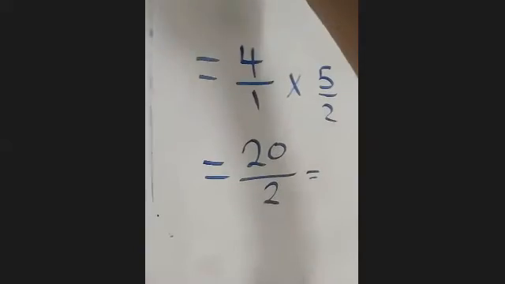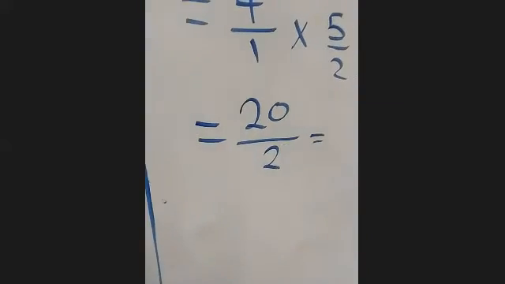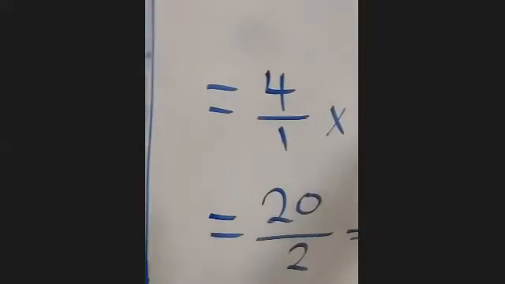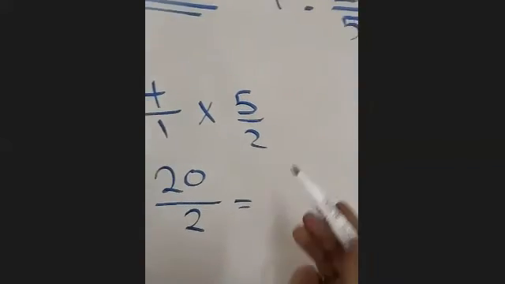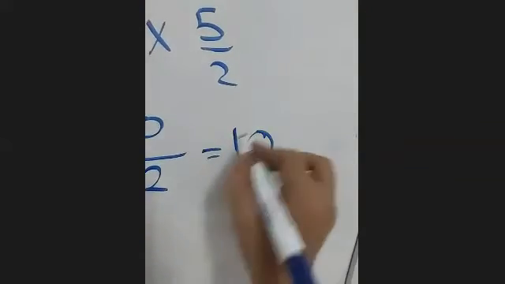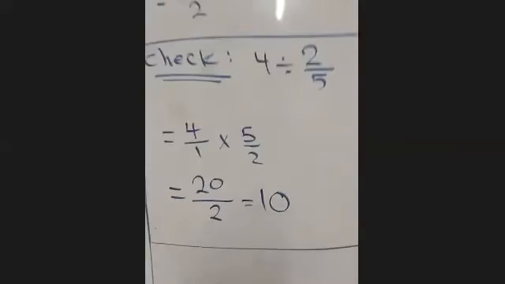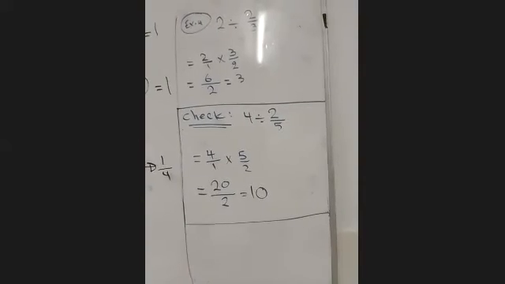Amr, 10 divided by 10. This is division, guys. 20 over 2 means 20 divided by 2. How much, Amr? 10. Divide. Correct. Yes, Mr. Do you understand it, Amr?